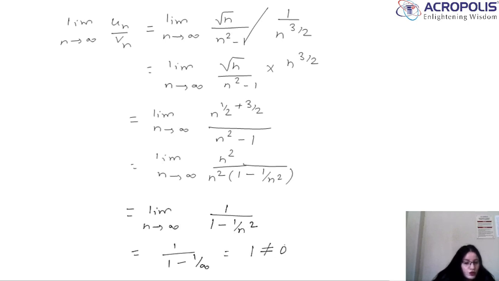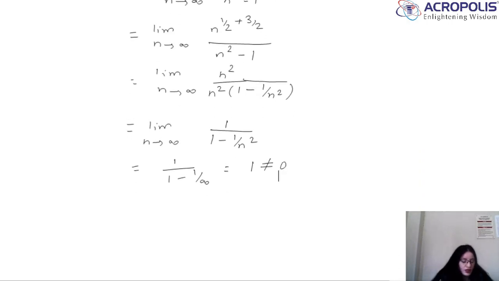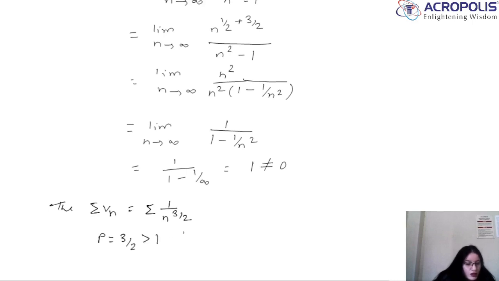Which is not equal to 0. Now all the conditions of comparison test are satisfied, so we can apply the comparison test. First we check the behavior of series summation Vn. Here summation Vn is equal to 1 by n to the power 3 by 2. In this series, the value of p is equal to 3 by 2, which is greater than 1, and we know that for p greater than 1, the series is convergent.